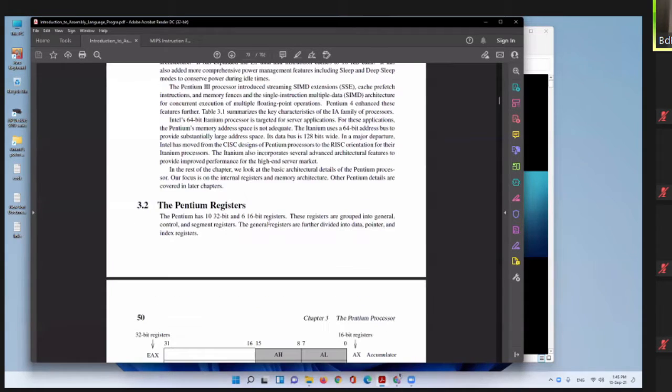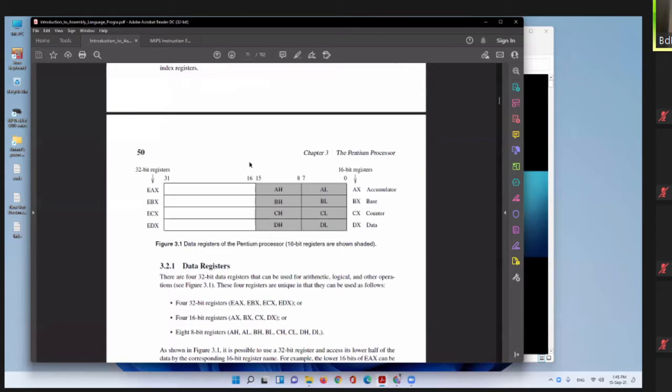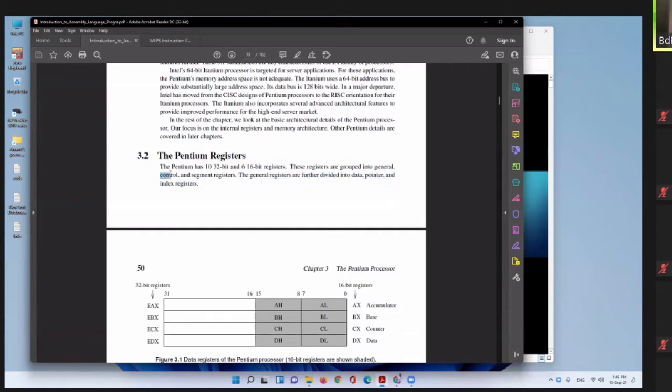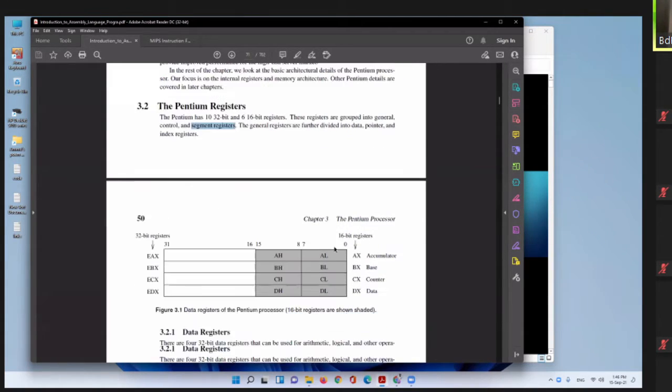Then we have discussed the registers, because if you want to write the code, you must know the registers. All right, so in the Pentium processor, we have three different types of registers. General purpose register, which is also divided into data, pointer, and index register, as it is written here. But we also have other types like the control register and the segment register. Let's see one by one.